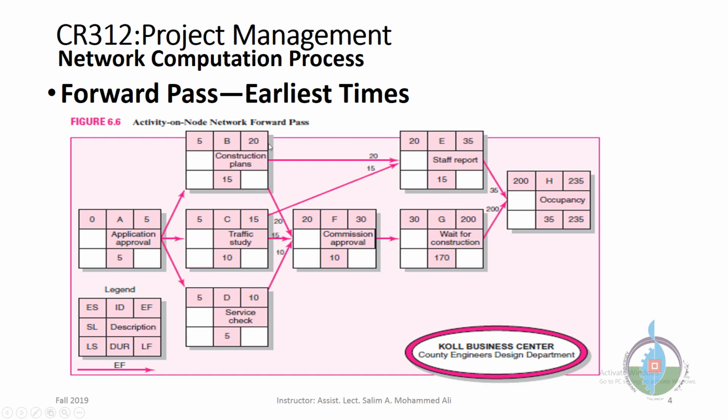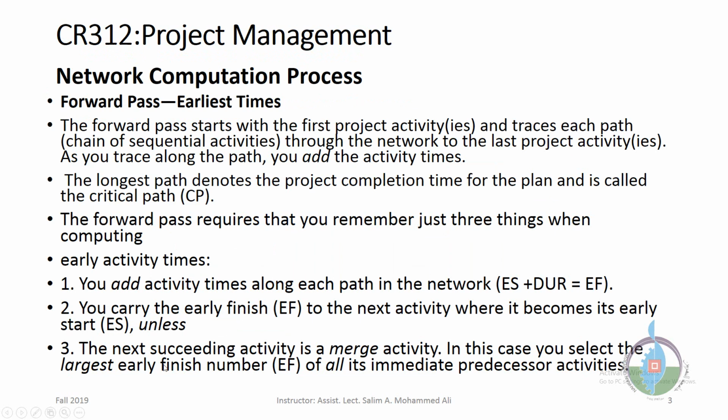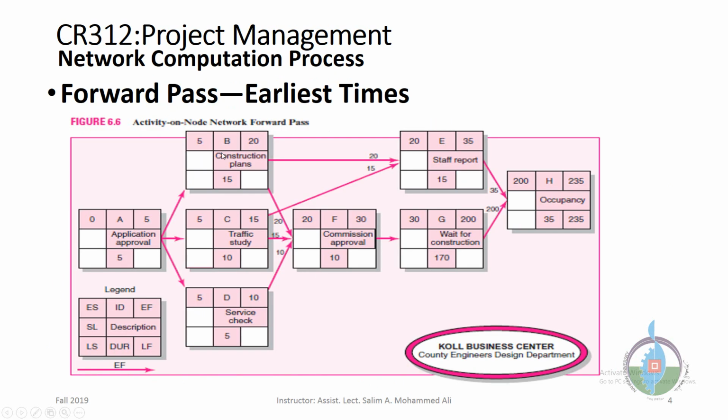What is the largest number among those early finishes? We have 10, 15, 20. Then we should select 20 because it's the largest early finish number of all its immediate predecessor activities. Okay, this is an example.